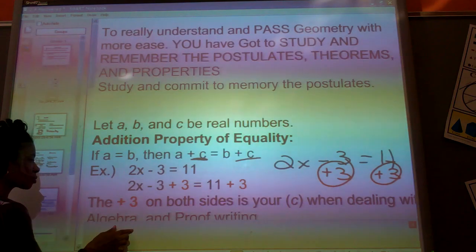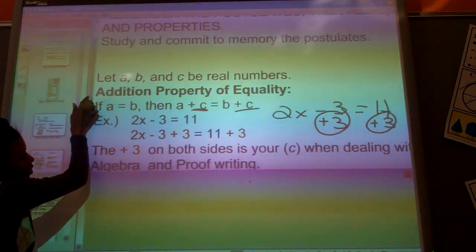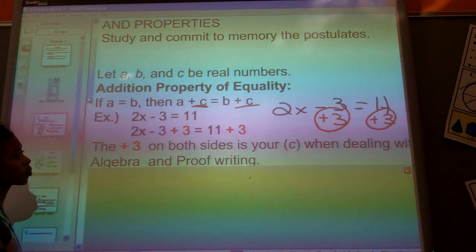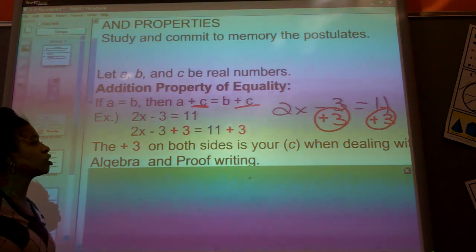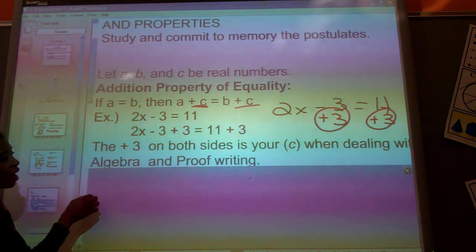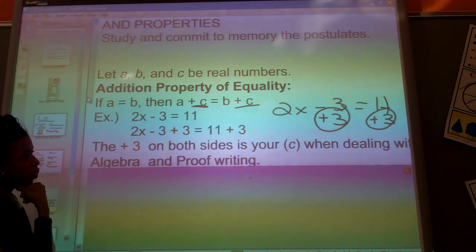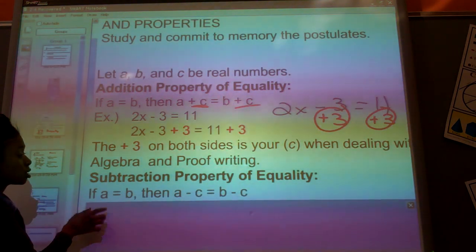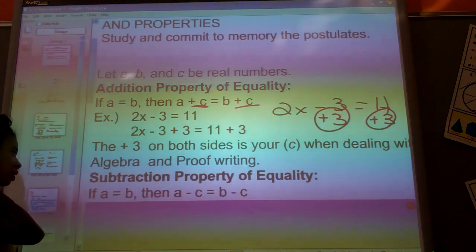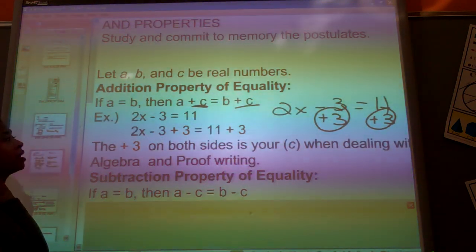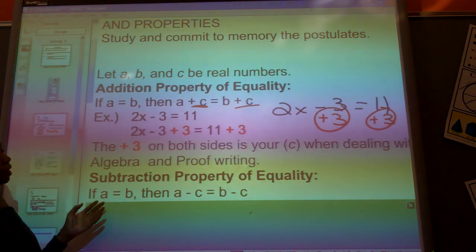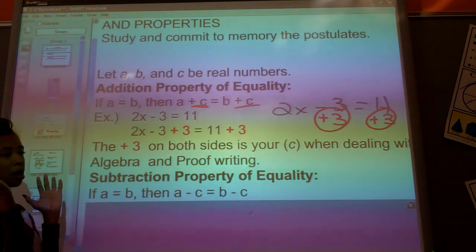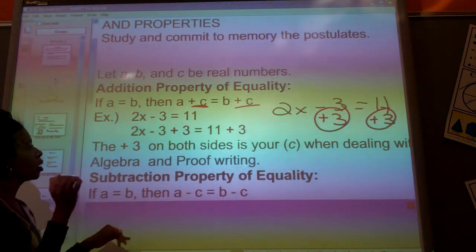Similarly, as I stated before I even get to the next, the plus 3 on both sides of the equation is the C when dealing with algebra and proof writing, which we're getting ready to get into as I stated. Subtraction property is the same thing. Let's suppose A is equal to B again. I don't know what A and B are. Just suppose they're the same.